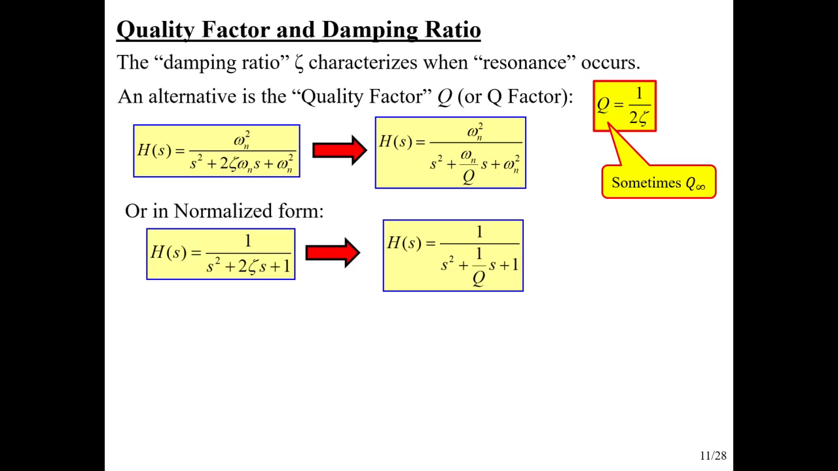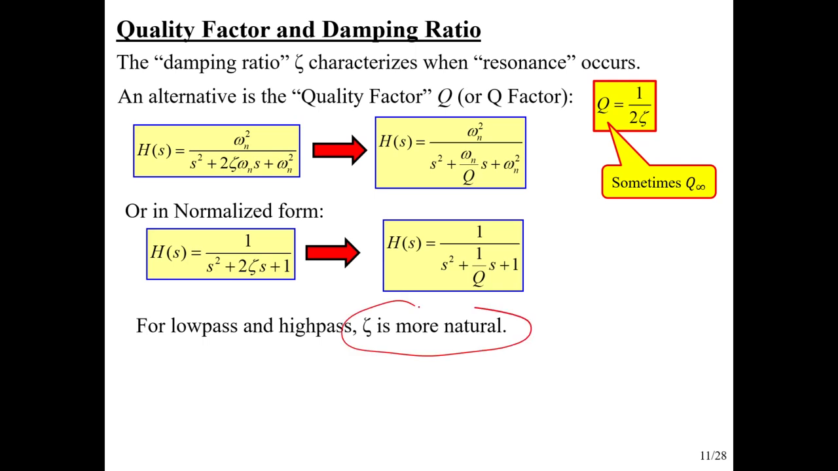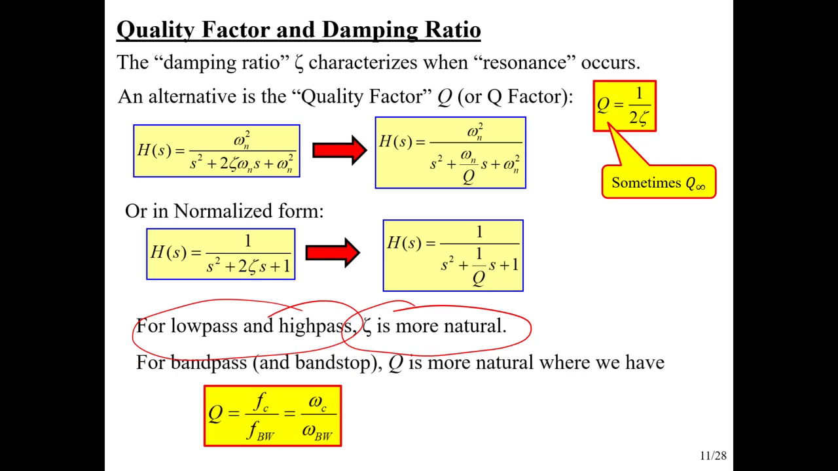And if we do this in normalized form, that will get rid of all these omega sub n's, and we end up getting something that looks like that. And again, this 2 zeta then becomes the 1 over Q. So that's a nice formulation. In some sense, zeta is more natural for the low pass than the high pass. But audio engineers still generally think about Qs for low pass and high pass. But here's our definition that we saw from before.